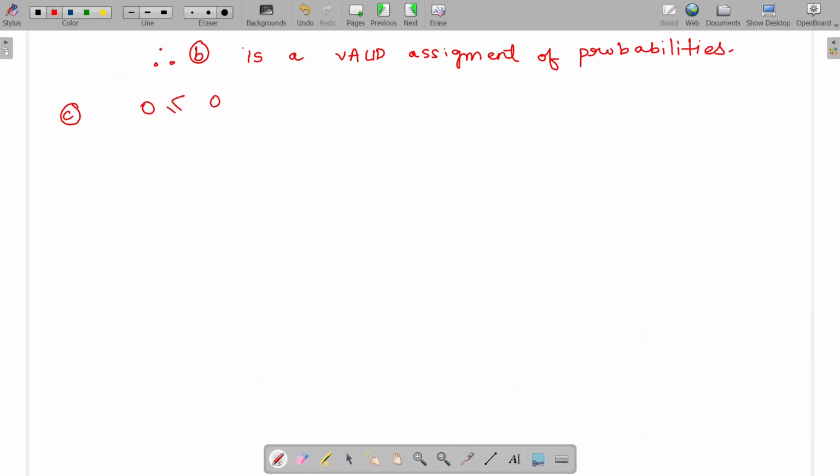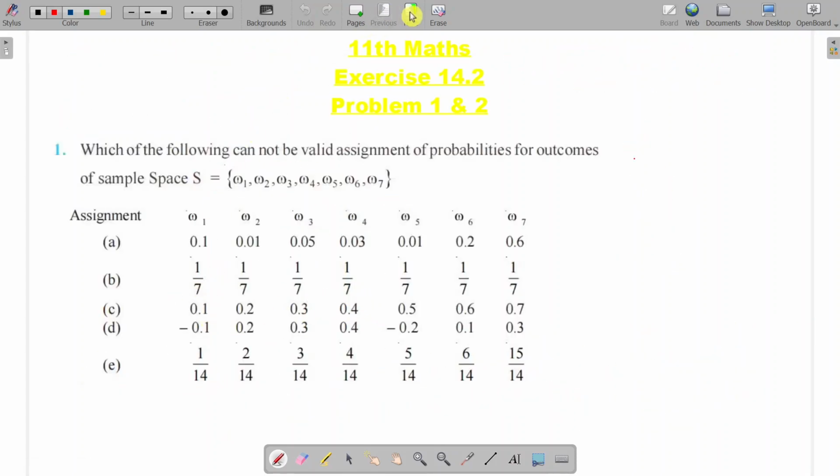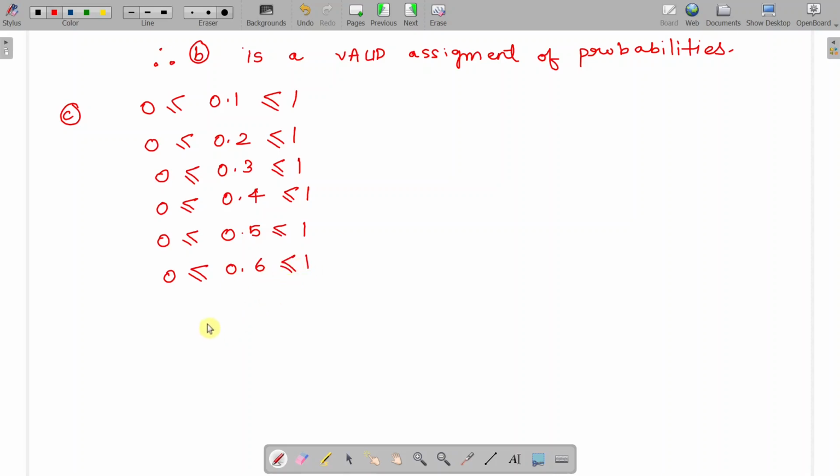So 0 is less than or equal to 0.1, less than or equal to 1. Then 0 is less than or equal to 0.2, less than or equal to 1. Then 0 is less than or equal to 0.3, which is less than or equal to 1. Then 0 is less than or equal to 0.4, which is less than or equal to 1, right? Then 0 is less than or equal to 0.5, which is less than or equal to 1. Then 0 is less than or equal to 0.6, which is less than or equal to 1. And 0 is less than or equal to 0.7, which is less than or equal to 1. Okay. So this is what we have, right?